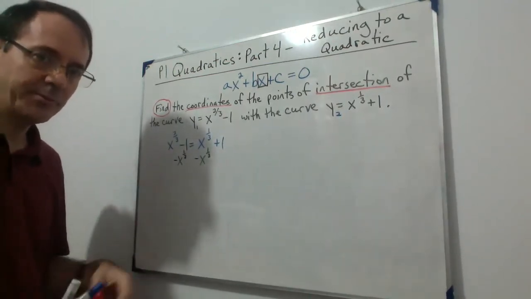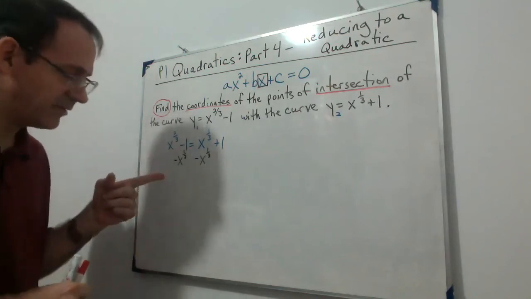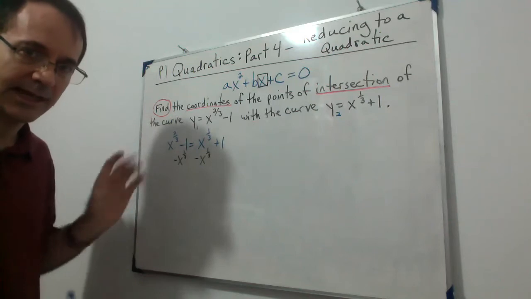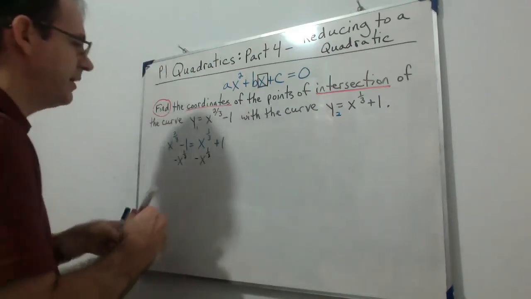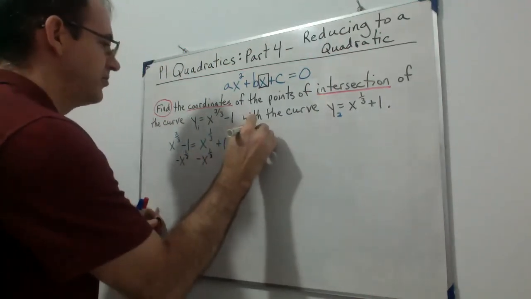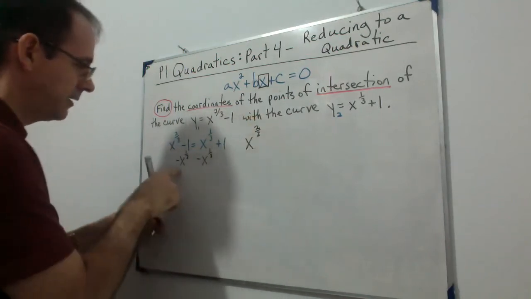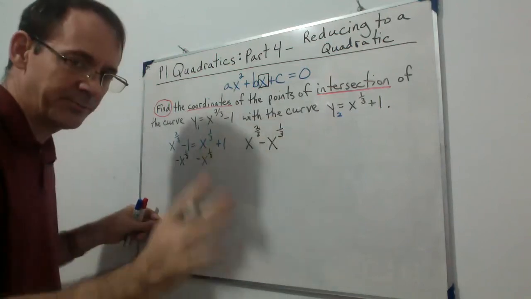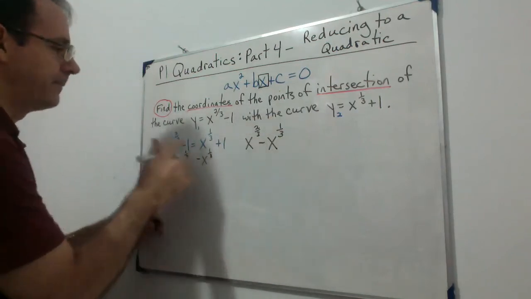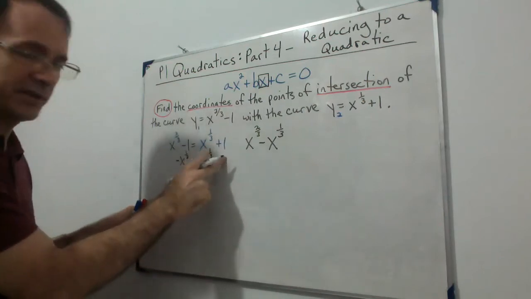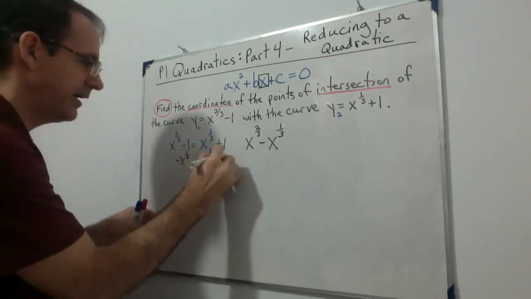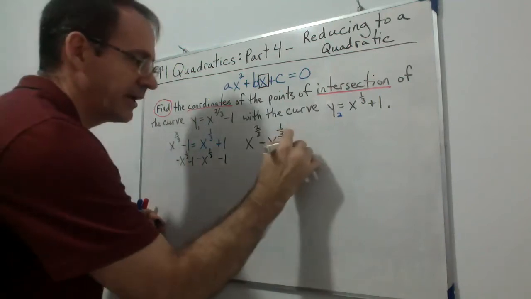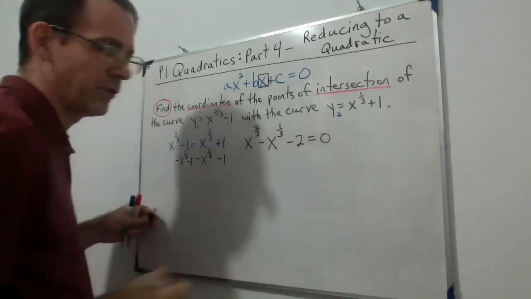To be a like term, you have to have the same variable, which they have, but you also have to have the same exponent. These are not the same exponent, so they are not like terms. So this becomes x to the 2/3 minus x to the 1/3. They are not like terms. Don't try to combine them. Minus 1 equals plus 1. Well, let's just go ahead and move that minus 1 over. These ones are like terms, so we get minus 2 equals 0.